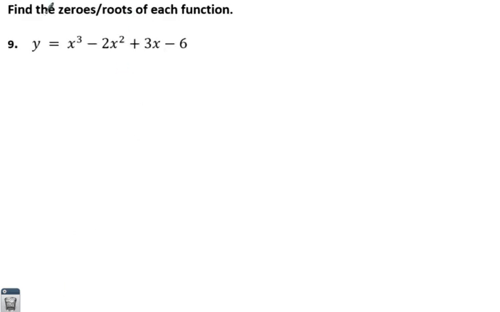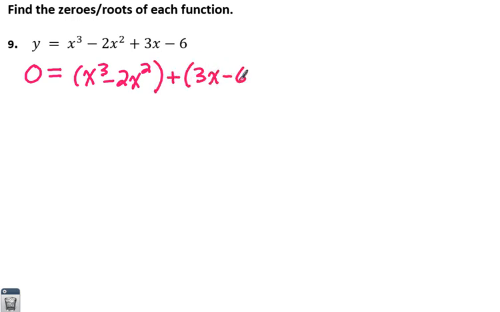Number 9. Find the zeros, roots, of each function. Once again, if you can factor, you factor, or go to your graphing calculator. But I'm going to factor, so I'm going to set it equal to 0. As always, set it equal to 0. I do believe I'm going to be able to solve this by grouping. I'm going to group those two together, and then group those two together.